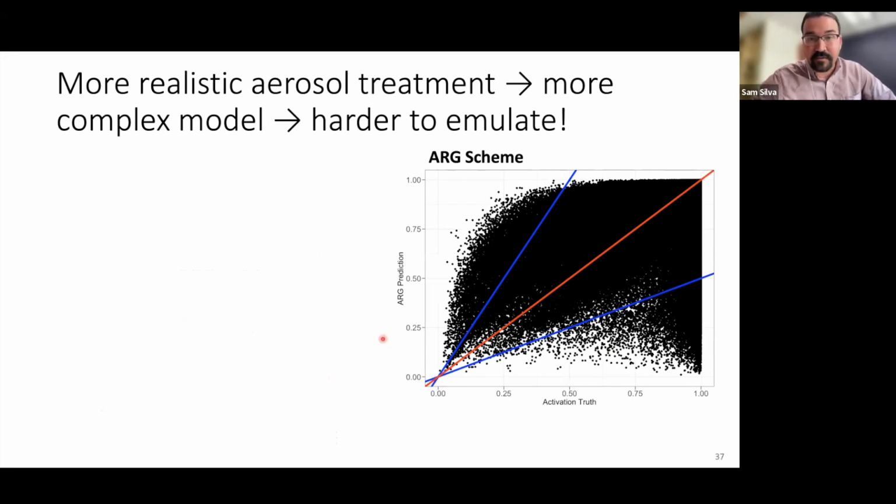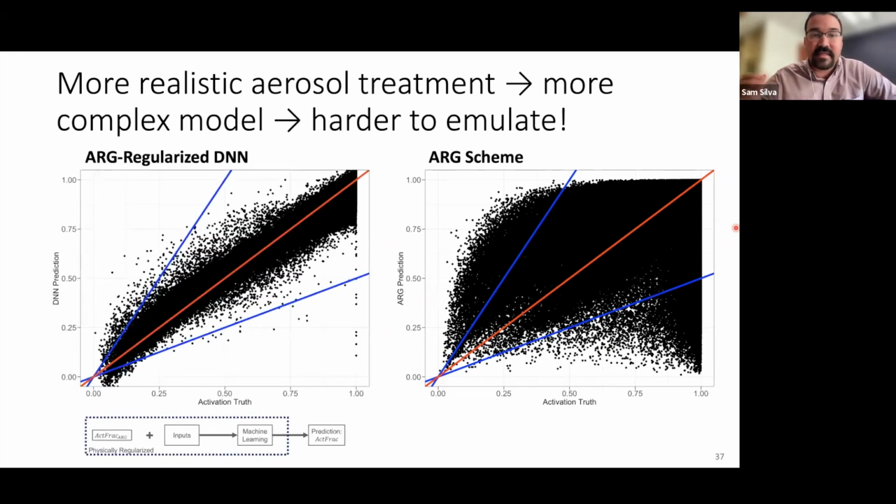So here, you're looking at the ARG prediction scheme. Again, this is just the existing parameterization for this real scenario. And you can see that things are a lot messier, right? This is much less tidy around that one-to-one line, and I have much less confidence in existing parameterizations in this specific use case, right? So using this real online model, you see a lot more complexity.